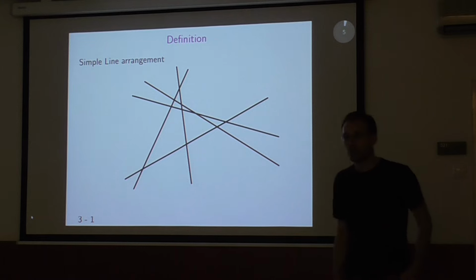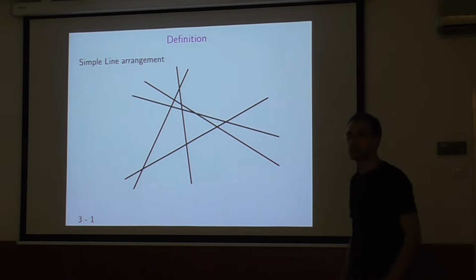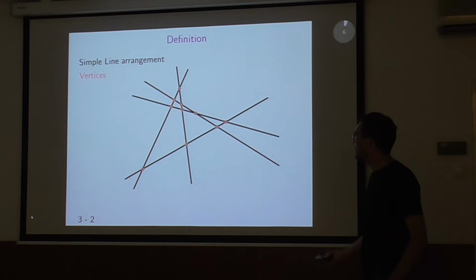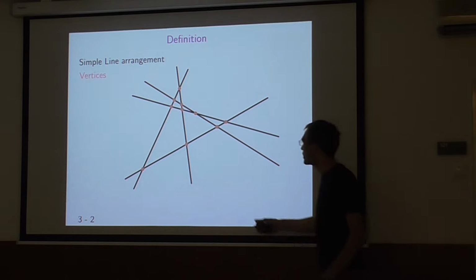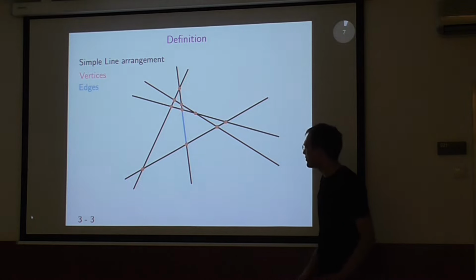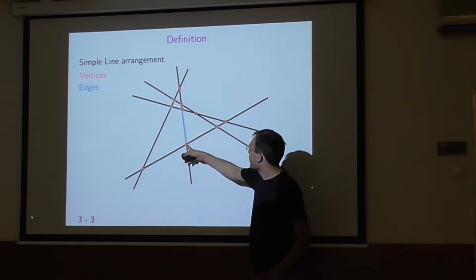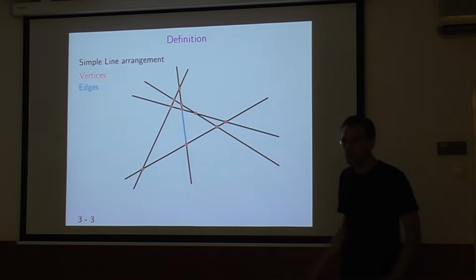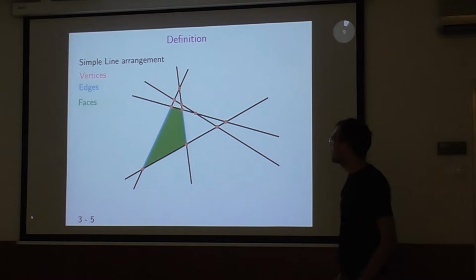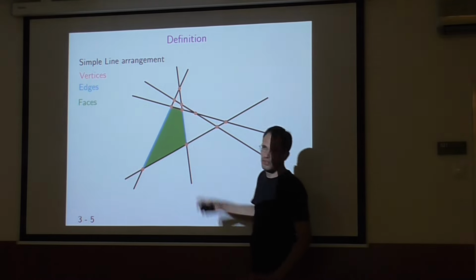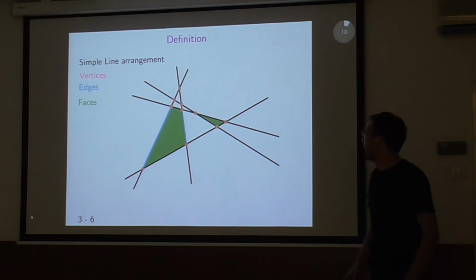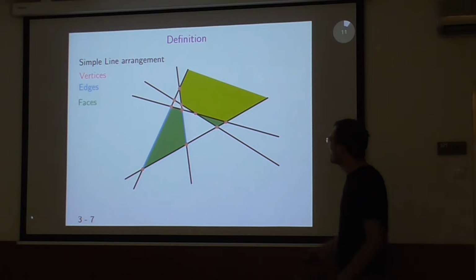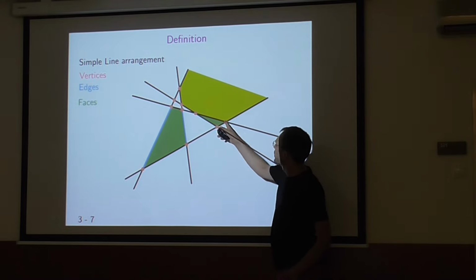Let me tell you about what a line arrangement is. This is a line arrangement, a bunch of lines, and they induce vertices whenever two lines cross, and edges. Any part of a line between two neighboring vertices is called an edge. These bounded regions are called faces, maximal bounded regions. They might be triangles, they might be quadrangles, and whenever two faces are separated by exactly one line, they're adjacent.